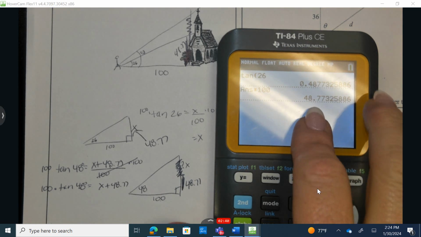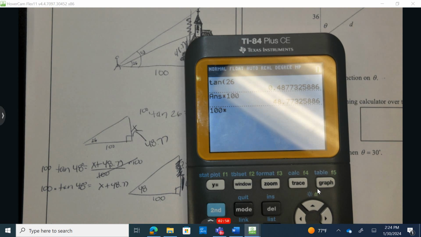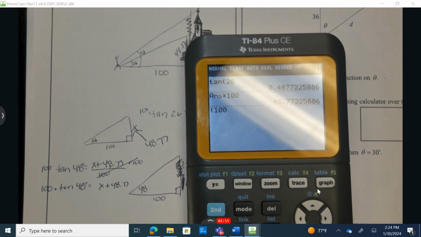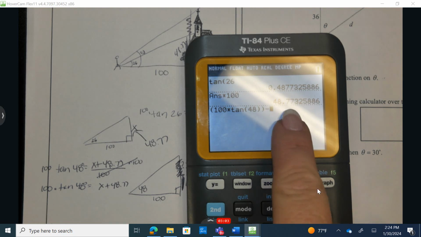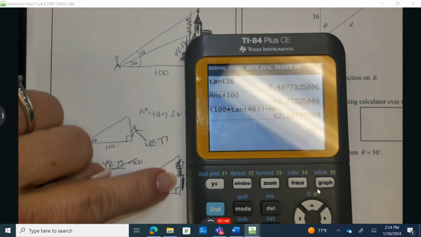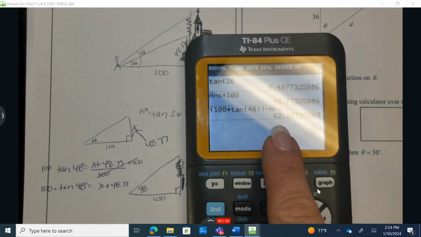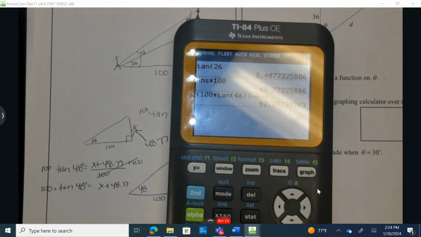Okay, so I have this exact amount. I want to leave that there. I'm going to take tangent of 48 degrees. Oops, I better start with 100 here. 100 times the tangent of 48 degrees. And then I'm going to subtract afterwards. I want to subtract this amount over, so that's the previous answer. I want to subtract to the opposite side. And we can see that the height of the steeple from the top to the bottom is approximately 62.28 or 62.3 feet high.